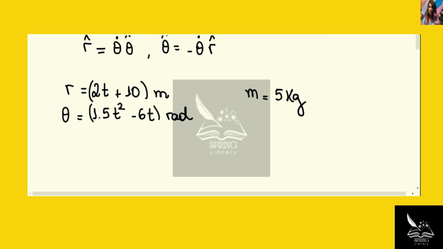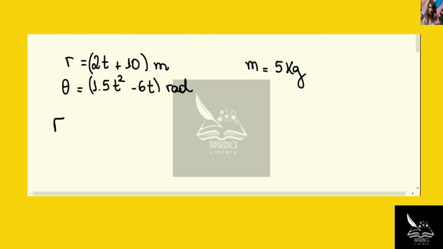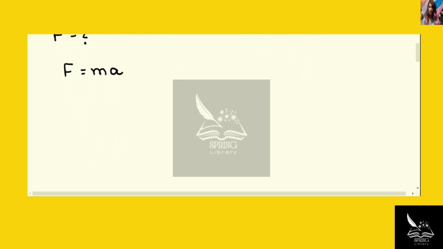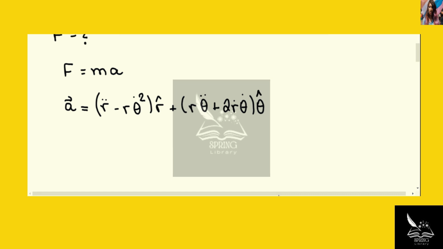And our goal is to find what is the total force that acts on the particle, the magnitude of the force, actually. So what we need to do is to remember that the force is equal to the mass times the acceleration. Okay, and we know that the acceleration vector is equal to, as I said before, r double dot minus r theta dot squared r hat plus r theta double dot plus 2 r dot theta dot theta hat.